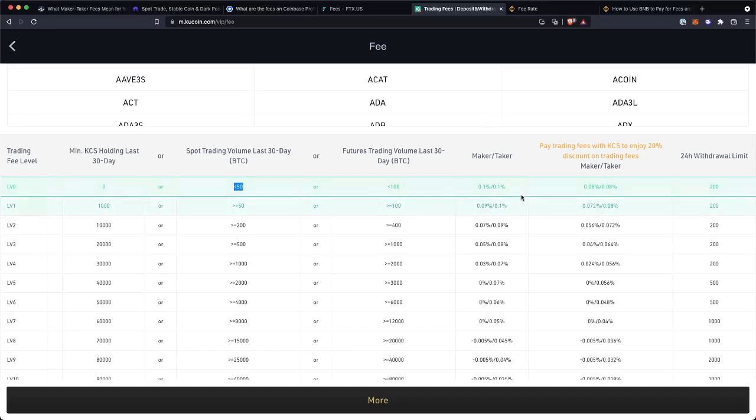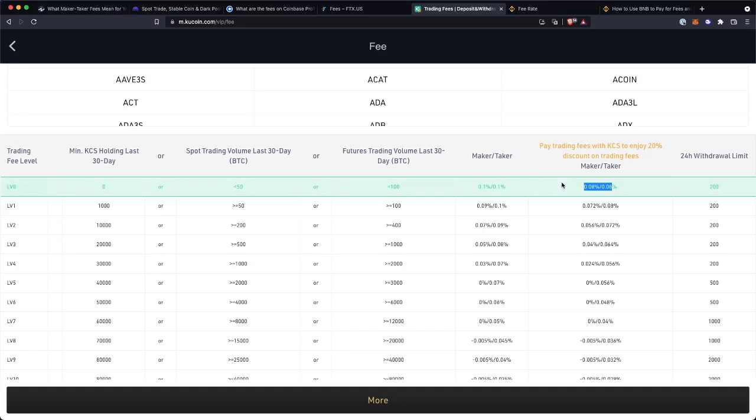Now it gets a little more interesting when we look at this column, which says paying trading fees in KCS, which is Kucoin's cryptocurrency, you get 20% off. So you're at 0.08 if you pay in KCS, and all you have to do to pay in KCS is just hold some in your account on Kucoin, and then select the option when you're trading to pay your fees in KCS, and you'll automatically get this 0.08, which is amazing. So Kucoin is a great exchange. I've had no issues with it.